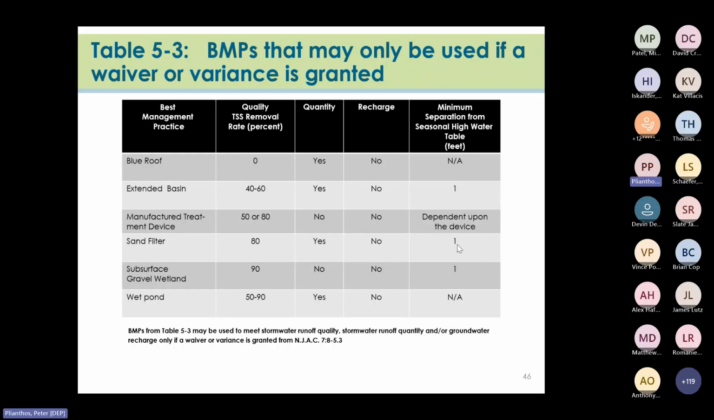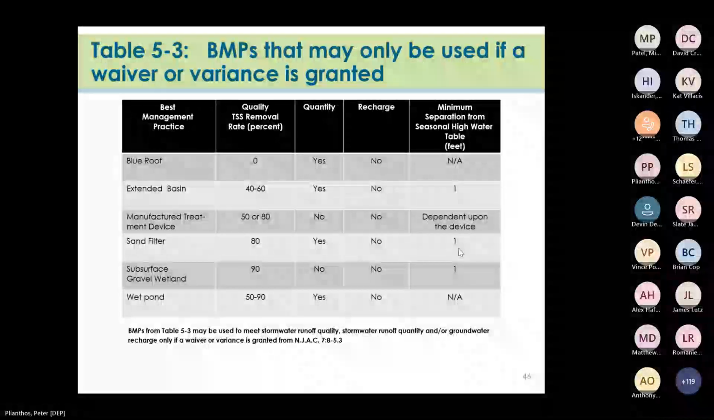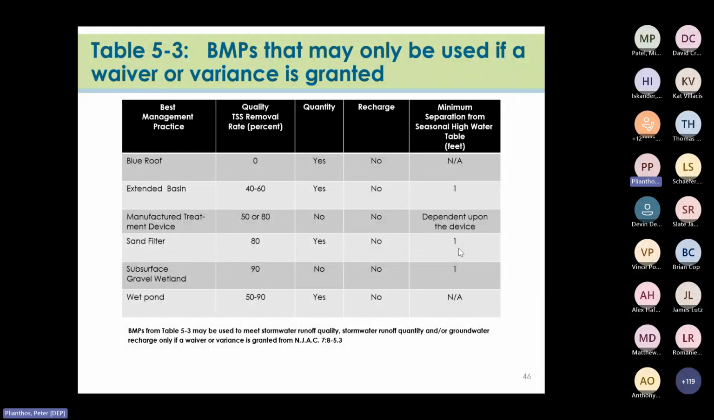As for some of the BMPs noted on this table, blue roofs don't have a reuse component, and extended detention basins are typically larger and also require additional treatment to meet water quality standards. The majority of manufactured treatment devices, or MTDs, currently do not have a soil or vegetative component, so they fall into this table. And subsurface gravel wetlands and wet ponds not designed with beneficial reuse are also listed on this table.